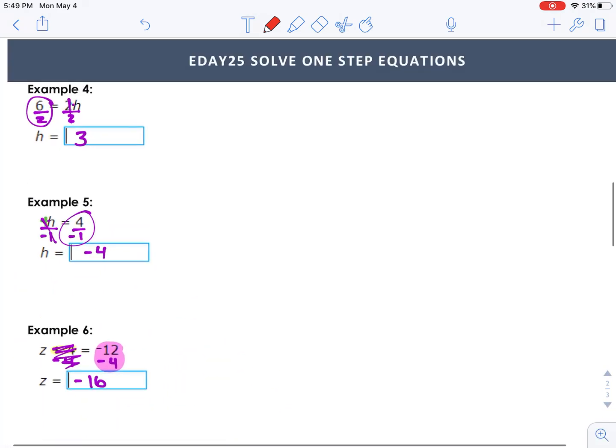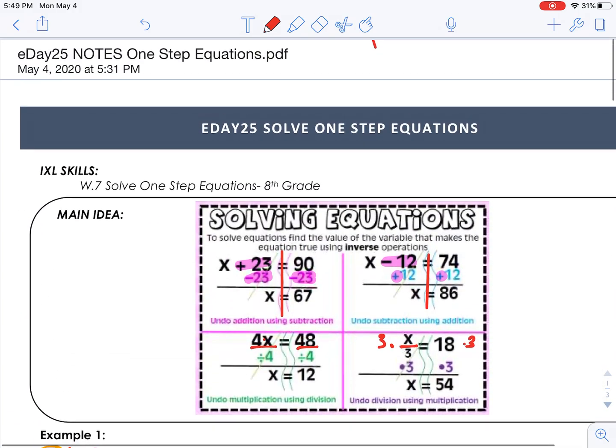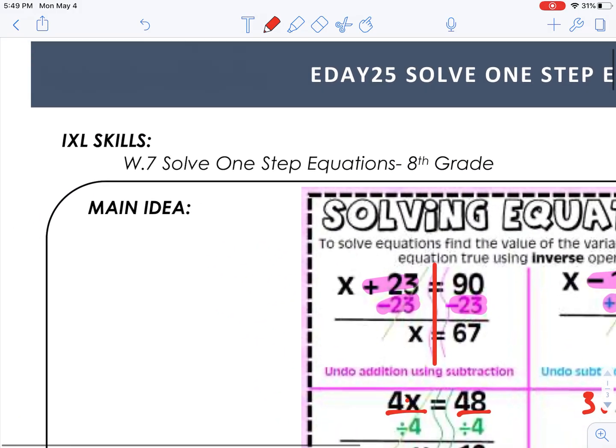And that's it. This one you're going to go to 100%. I hope it's fairly easy for you. It is W7 in 8th grade.